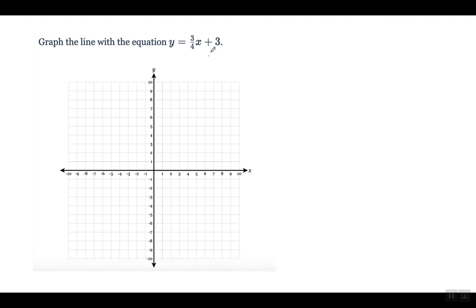Right here, my y-intercept is +3, and the slope is 3 over 4, so my line has to go up from left to right.